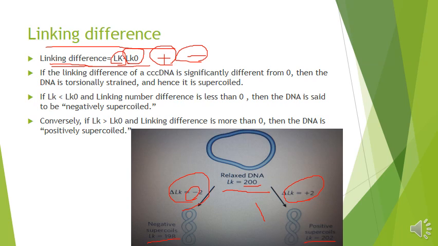So this linking difference can help us to know whether the DNA is supercoiled positively or negatively by this formula: the linking number in a strand which is supercoiled minus the linking number in that DNA which was in relaxed form. So it can help us to know about the type of supercoiling.